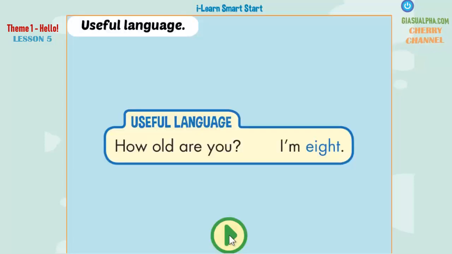Useful language. How old are you? I'm 8.